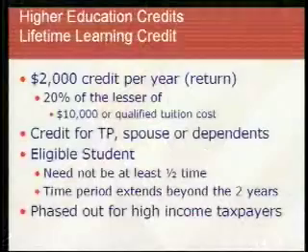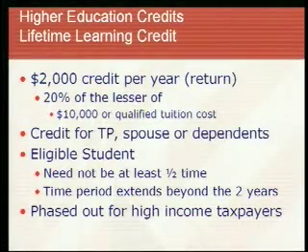Now this credit does phase out for high income taxpayers. It's going to phase out if you're filing a joint return between $96,000 and $116,000, and if you are not joint, it's going to be $48,500 to $58,000. So high income taxpayers are not going to be able to get that. If you are a high income taxpayer, you're going to end up with only a portion of those expenses.